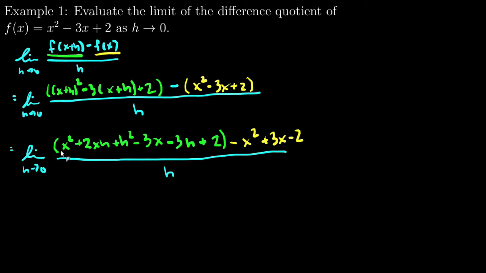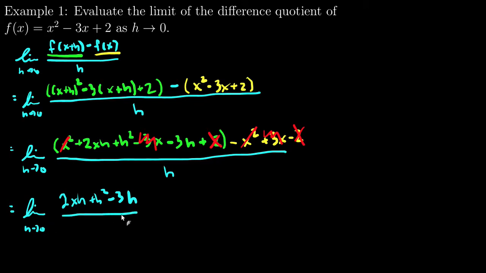So the x squared minus x squared cancels. Negative 3x plus 3x cancels. And 2 minus 2 cancels. And all I'm left with now is this. The limit as h approaches 0 of 2xh plus h squared minus 3h all over h. And I can cancel out the h's.